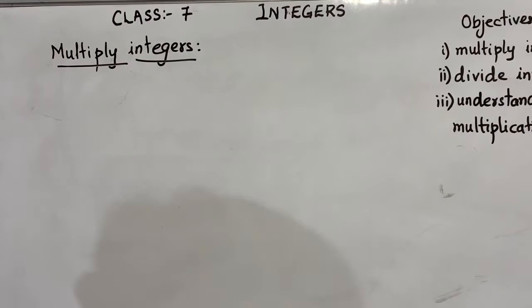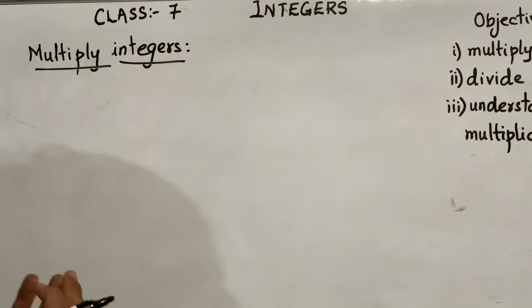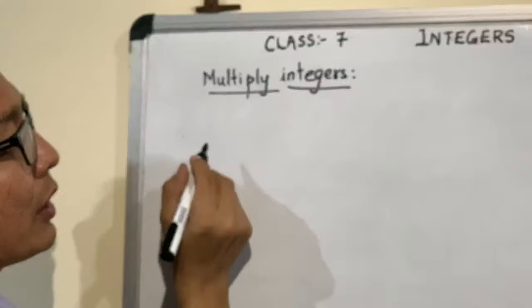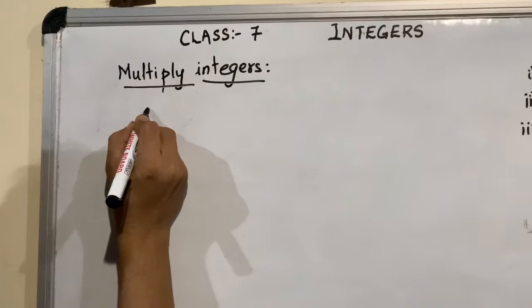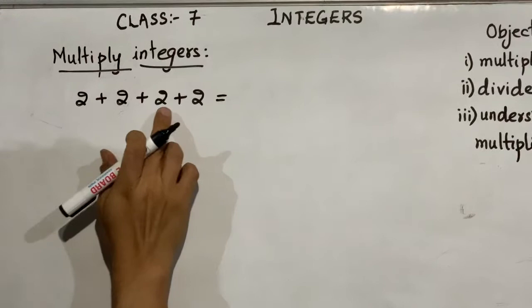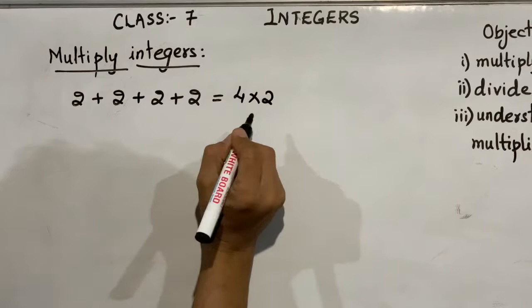Multiplication is the shortcut for repeated addition. For example, with whole numbers, 2 plus 2 plus 2 plus 2 can be written as 4 times 2, which is equal to 8. So repeated addition is called multiplication.